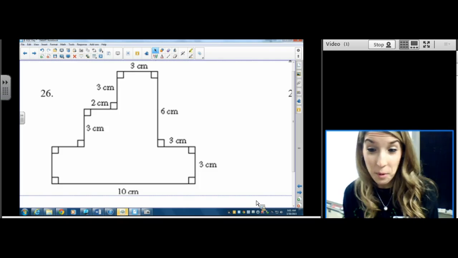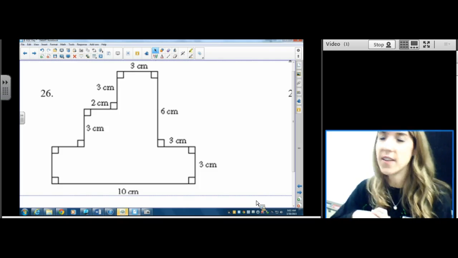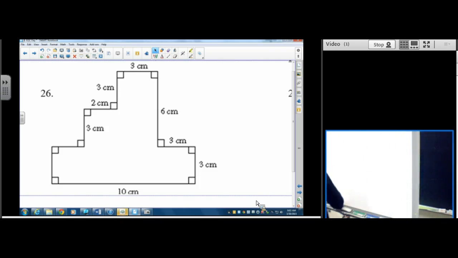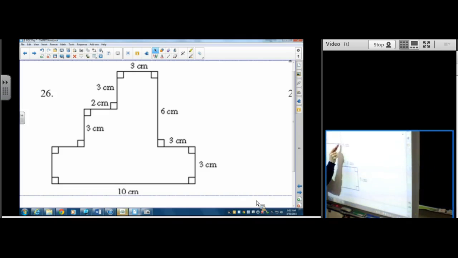We don't have to find the perimeter. Woo! So we just have to find the area. That's great. So let's divide this up. I would just divide it here and here. You can divide it however you want. Length times width.